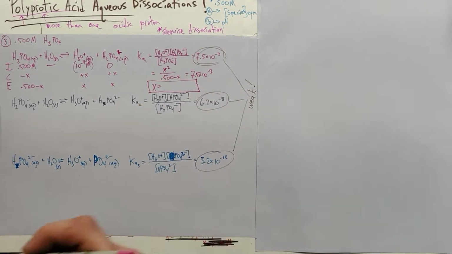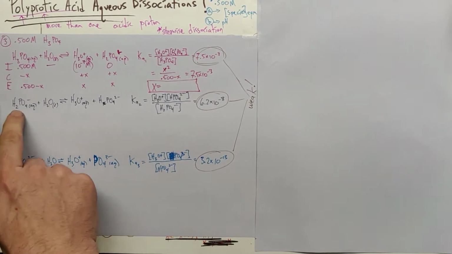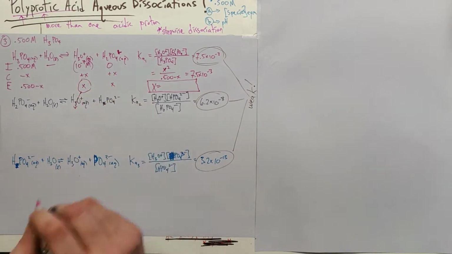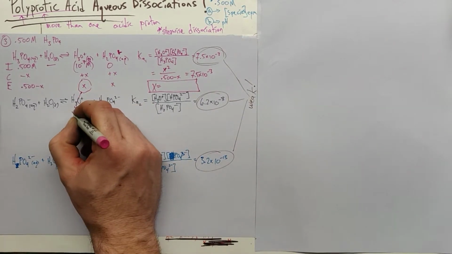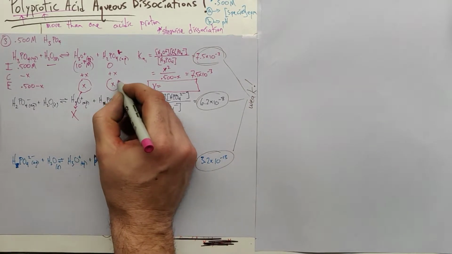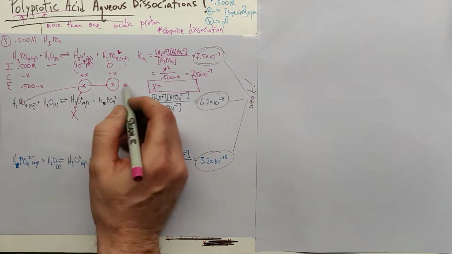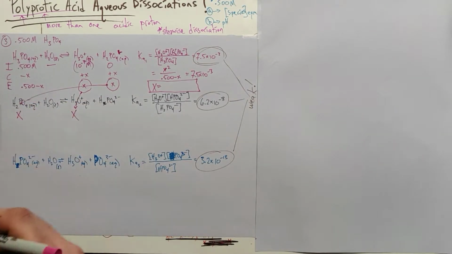We'll need it later. But the key is, when I carry on to the next step, when I'm doing ICE here, I have an amount of H3O plus when this starts to dissociate, and that amount is x. I have an amount of H2PO4 minus when this starts to dissociate. That's in fact where it came from. We have x of it.